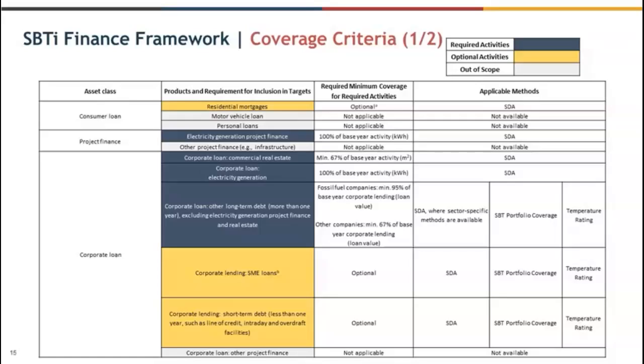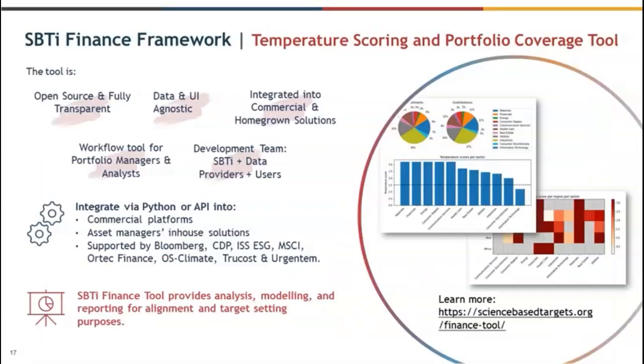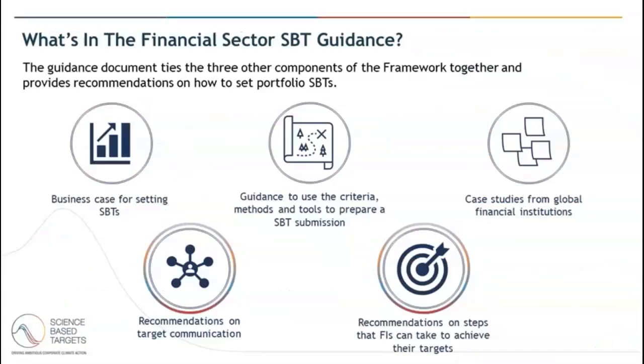Likewise, with other asset classes, we've specified exactly what's required for coverage and which methods are applicable for these particular activities. The criteria include this detailed table, as well as lots of other specifications about the targets that will meet the SBTi criteria more broadly. The third component is the target setting tool, which is engagement oriented, and it's an open source tool, and my colleague Donald will be providing lots of detailed information on this tool, so I will defer the discussion to him.